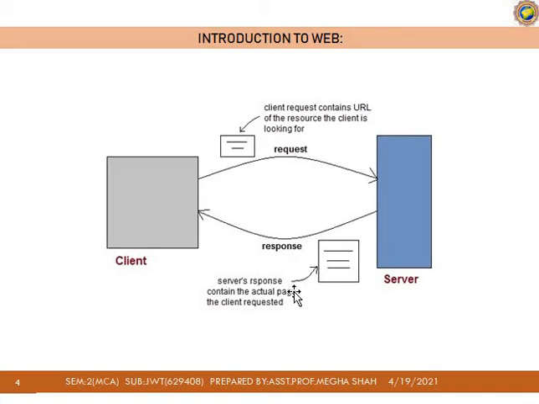Here is the figure of web, showing how a client and server interact with each other. The client sends a request to the server. Client means any user, any computer that is connected to the server. For example, the server may be Google or Yahoo. Whenever we write any query in a search bar, for example, what is operating system, our computer is considered as a client.